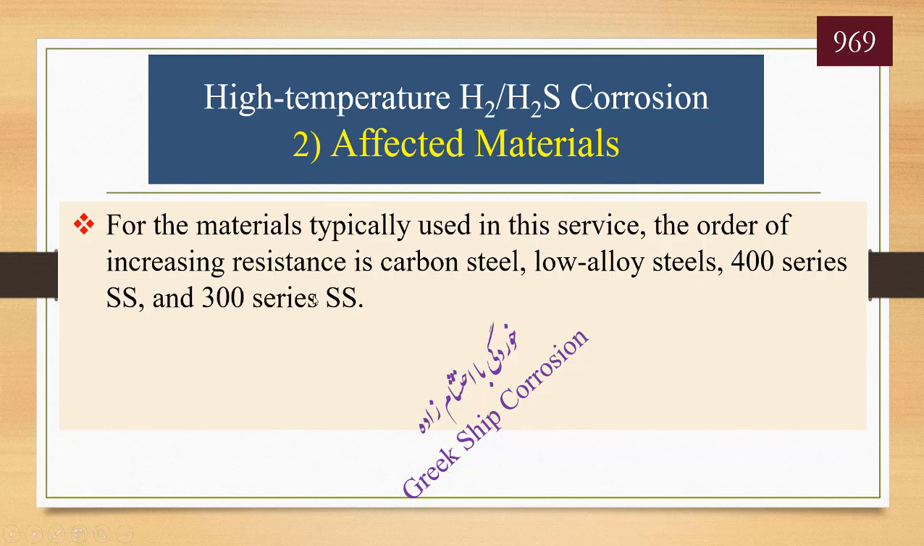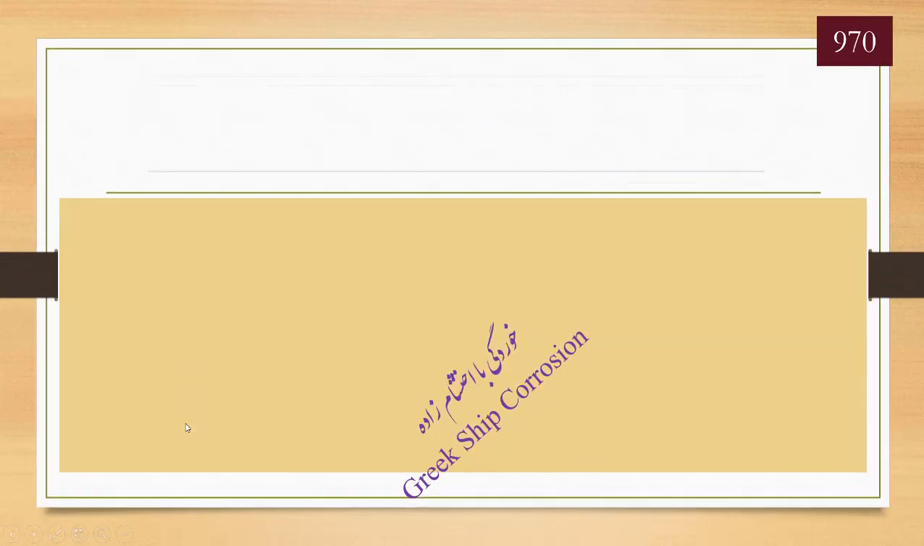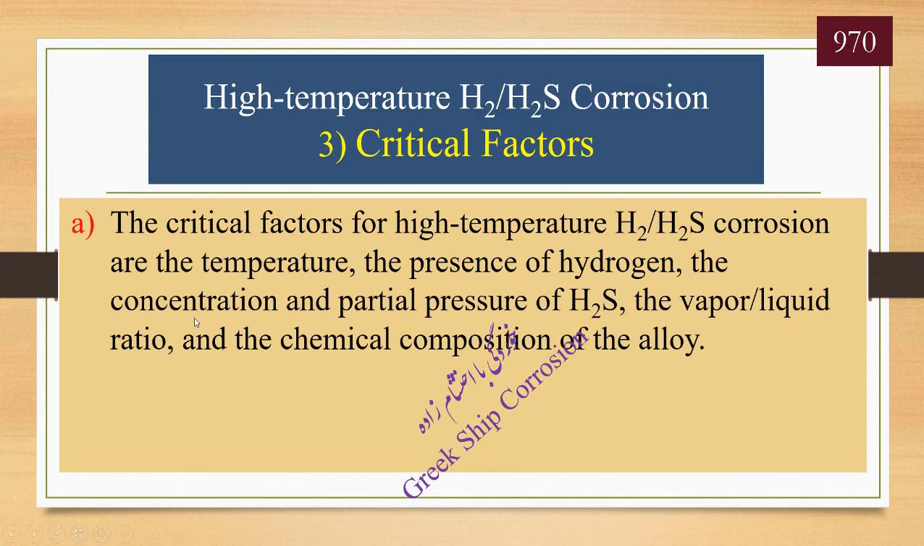2. Affected materials. For the materials typically used in this service, the order of increasing resistance is carbon steel, low-alloy steels, 400 series stainless steels, and 300 series stainless steels. However, for practical, useful improvement over carbon steel, the alloy content of at least 9 chromium, 1 molybdenum weight % is normally needed.